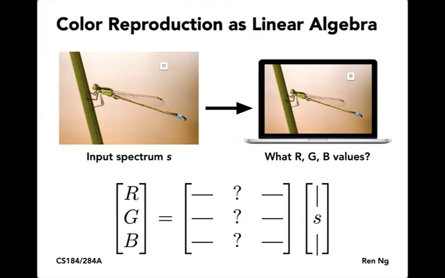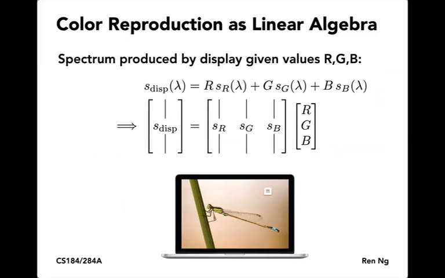Okay. Let's talk about color reproduction as linear algebra and get into solving this problem. We're very close now. So the input spectrum S here, what RGB values do we want over here? So we want to solve RGB from input S, and we know it follows linearity. So there's some matrix here that we need to write down that's going to solve this thing. So what is it? What are the pieces of information that we have? We have the spectrum produced by the display given the specific scalar values RGB. We can write it down like this.